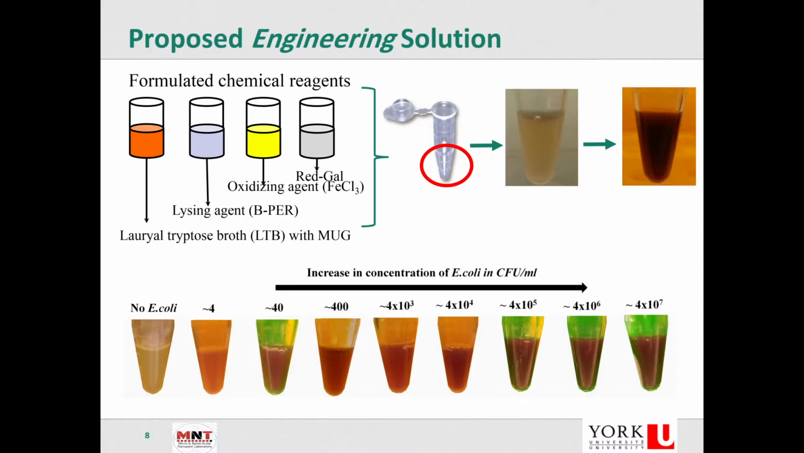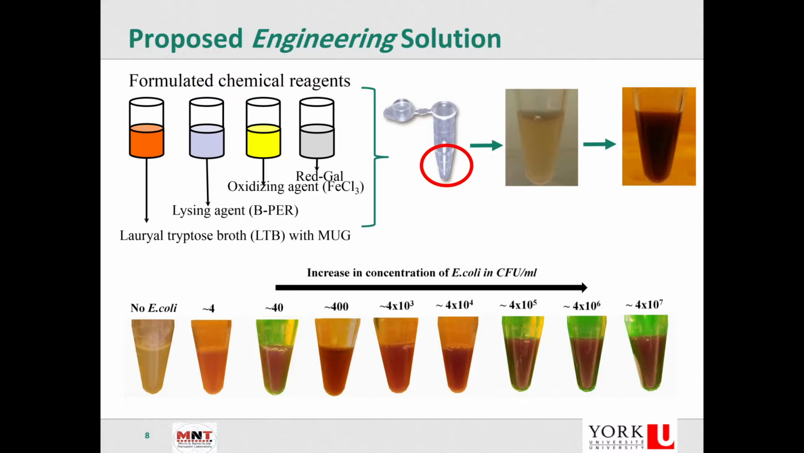Like any good chemist, we started in these centrifuge tubes, and we looked at whether there was no E. coli versus 4 cells of E. coli, all the way to a large amount of E. coli. The intensity of the color changes quite dramatically. Okay, but this works in a lab environment, in a centrifuge tube and so on.